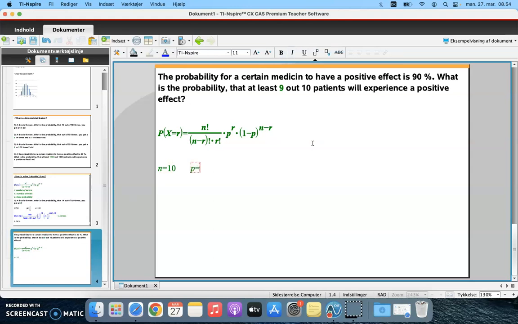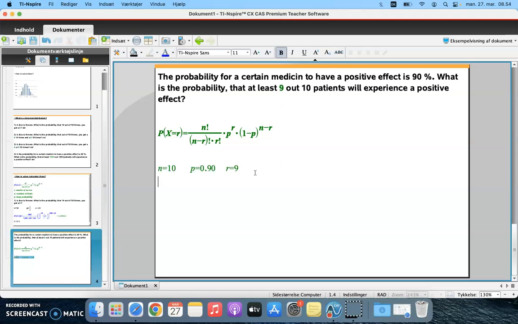Then we're going to have the base probability. What is the probability that you experience a positive effect? That was 90%. How about R? What is R? How many successes do you want? Well, a success in this case is that the medicine has a positive effect. So how many successes do you want? Here it says at least 9 out of 10 times. At least 9 means 9 or higher. Well, so you get 9 and 10 actually as well.